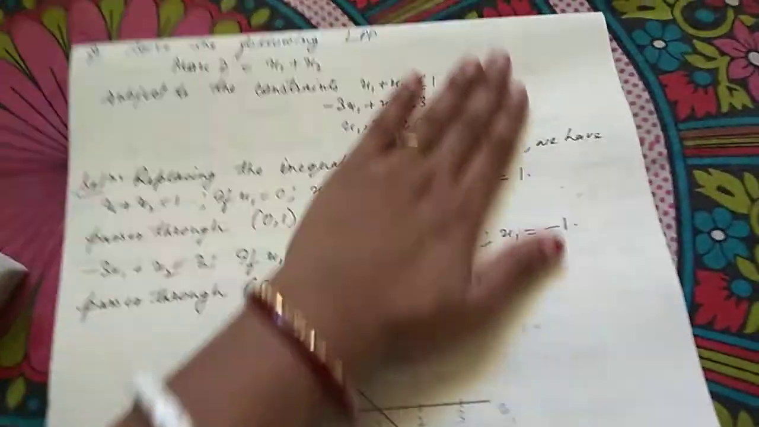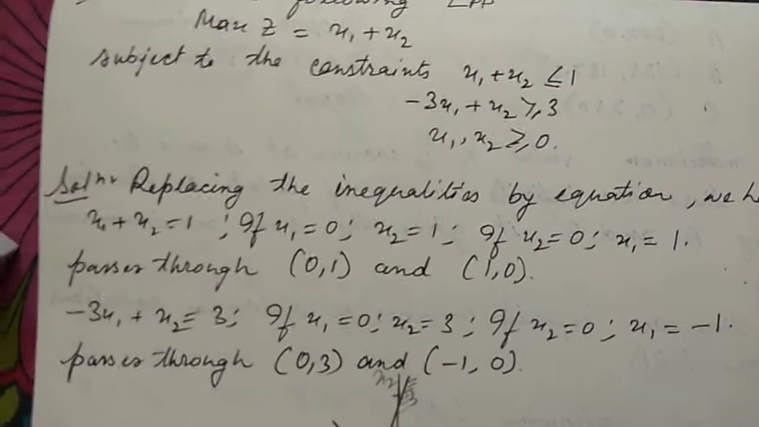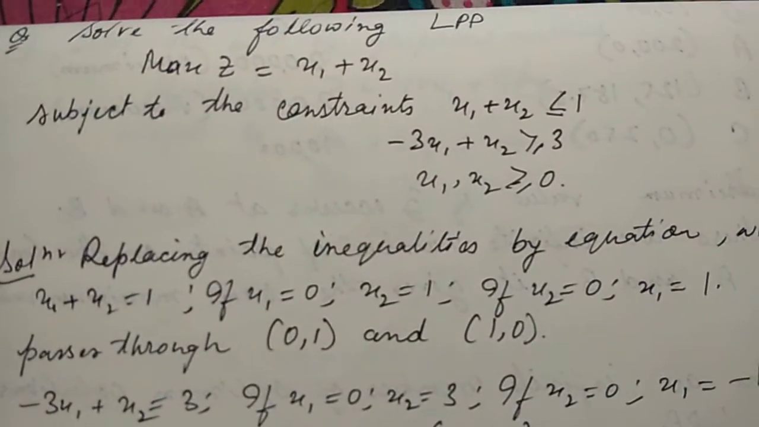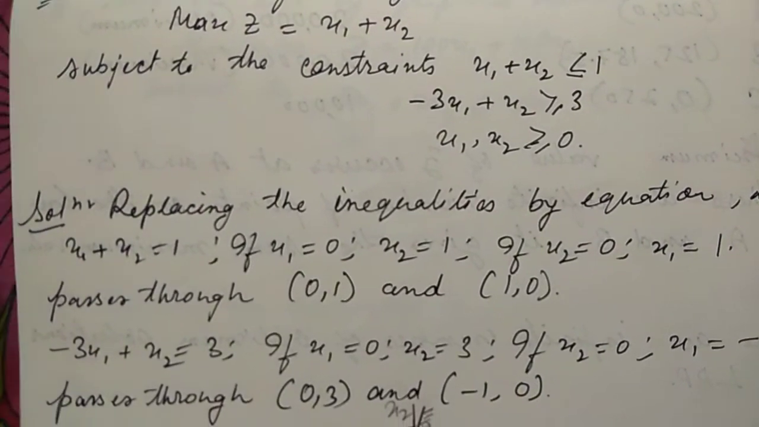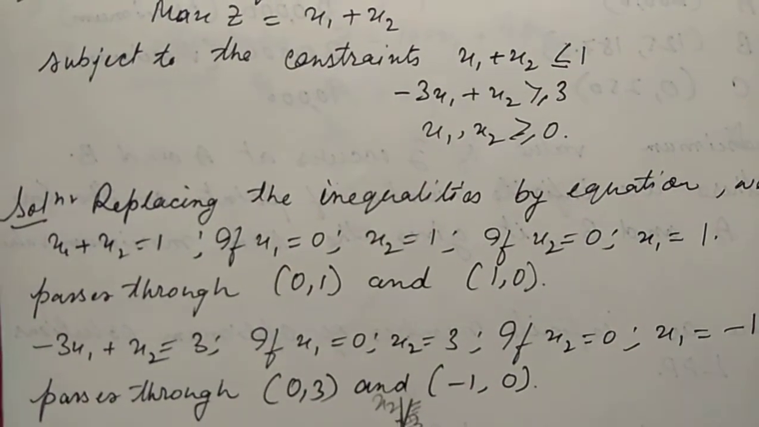Let me take you to the third problem. Oh sorry, not this one. Yeah, this one. This is another type of special case of LPP. Alright, let's see what happens here. The question is maximize x1 plus x2 subject to the constraints x1 plus x2 lesser equals to 1, minus 3x1 plus x2 greater than equals to 3 and x1 and x2 greater equals to 0.